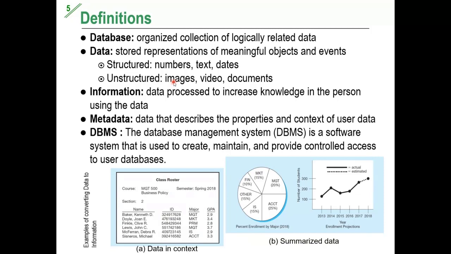So there are basically two types of data, right? Structured data and unstructured data. Both are very important from the organization's perspective. Now, data itself is not meaningful; it will not give any meaningful information or ideas for the organization. So what we need to do is process this data in order to enhance the knowledge of the person who is trying to use it. That is called information, right?